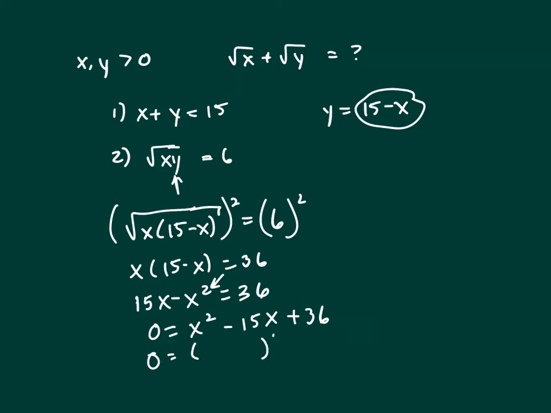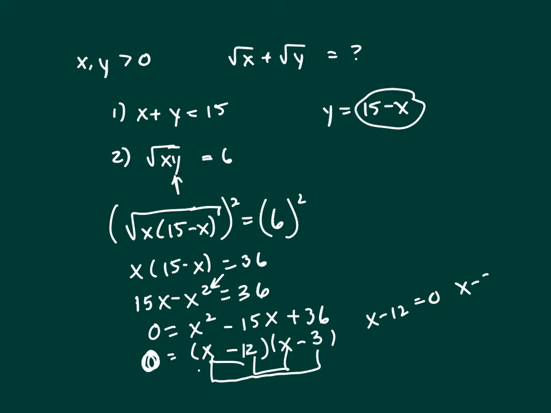Now you need to factor this, x and x, and then a negative 12 times a negative 3 is a positive 36, and a negative 12x and negative 3x is a negative 15x. I just factored that. So what's the only way you multiply two numbers together and get 0? That means either x minus 12 equals 0 or x minus 3 equals 0. So that means x is 12 or x equals 3.